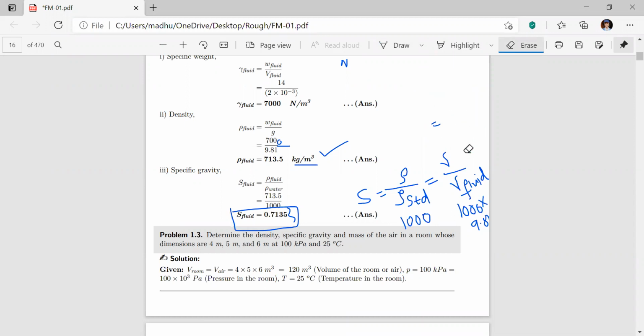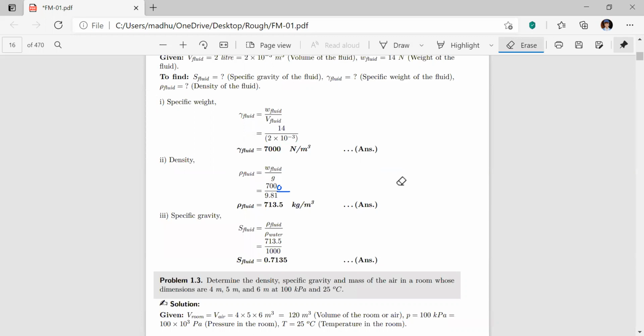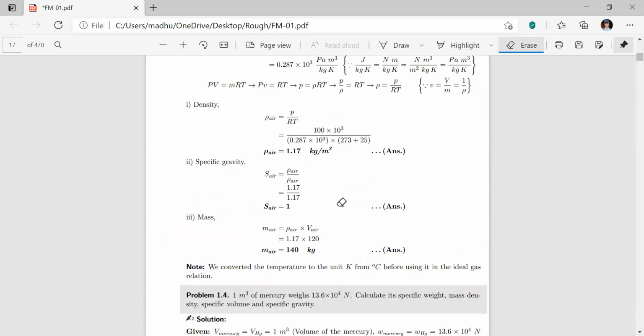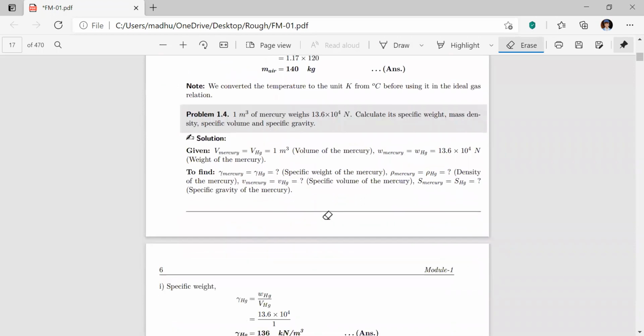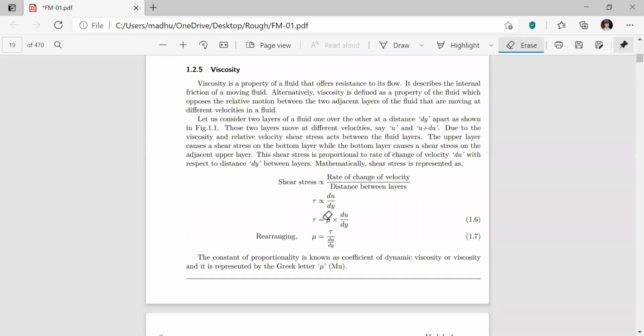So I think you also solved this one. This was the assignment I gave yesterday, and I think you have solved it. Hope you got the same answers. If you have not got the same answer, kindly take a screenshot or note down. Then this is the answer. These are the three answers. So like that, there is one more problem. So this I will give you as an assignment. These two you can solve. Next, I will discuss viscosity.